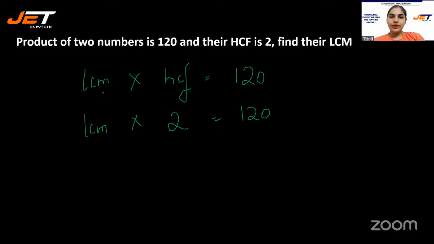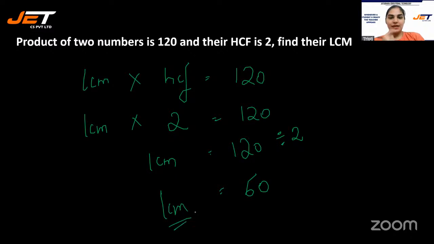Okay. So over here, LCM times 2 is 120. LCM we need to find out. Let's take 2 to the other side of equals. It's in multiplication, so it will be divided. 120 divided by 2 is 60. LCM is 60 and HCF is already given, which is 2.